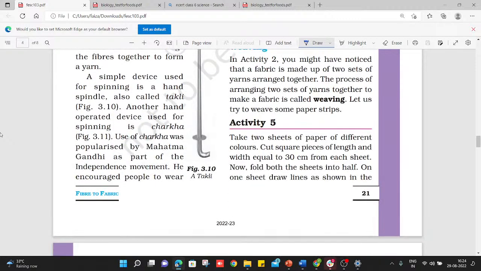Okay, a simple device used for spinning is a hand spindle, also called takli. Another hand-operated device used is the charkha.